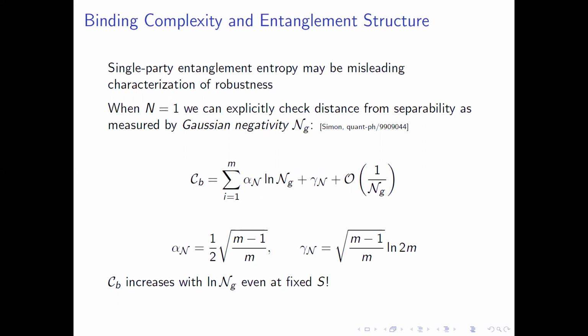But in fact, we can show by varying the various parameters we have in the problem that even if we fix the entropy of the final state, the binding complexity will increase as the negativity increases. Which really shows that there is some correlation here between the binding complexity and the real robustness of the multi-party entanglement structure.